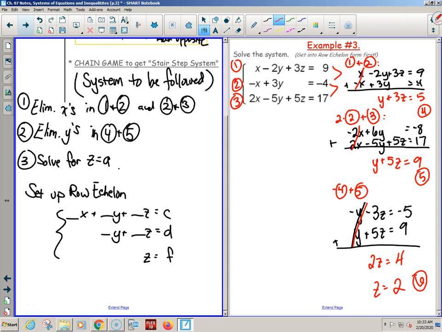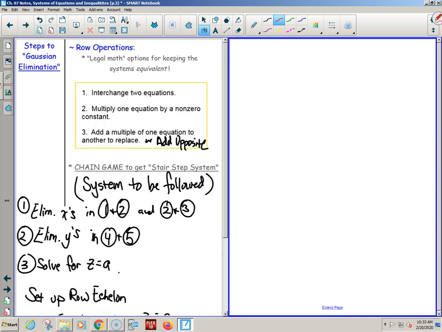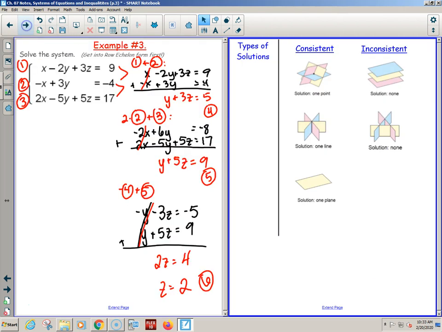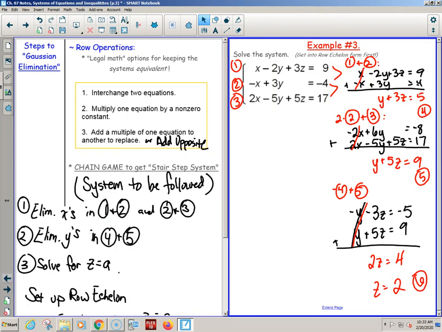So at this point, we could just go ahead and, let's get rid of that. Oh, I'm saving. That's helpful. Not really. Still not helpful. There we go.